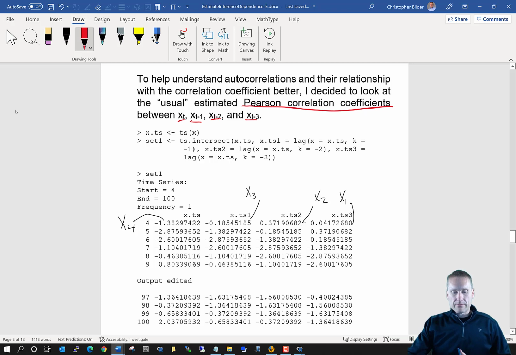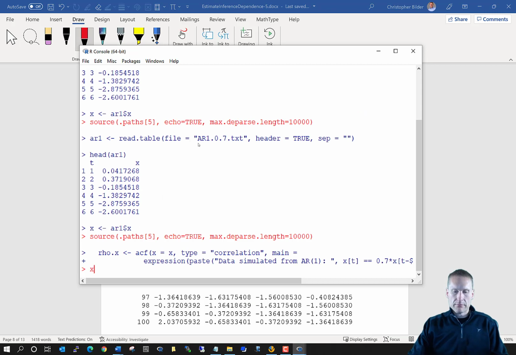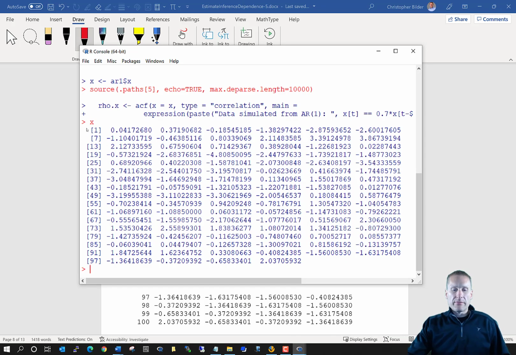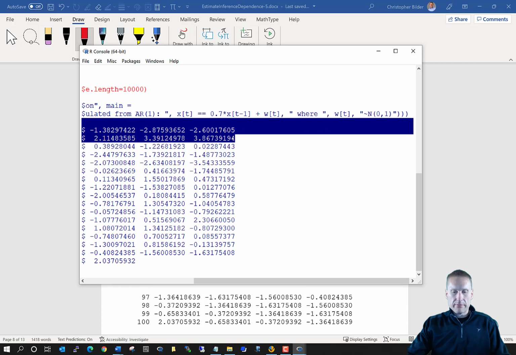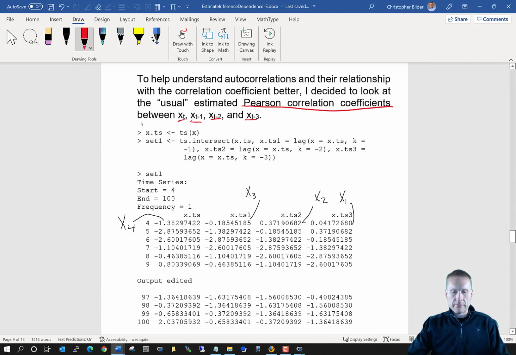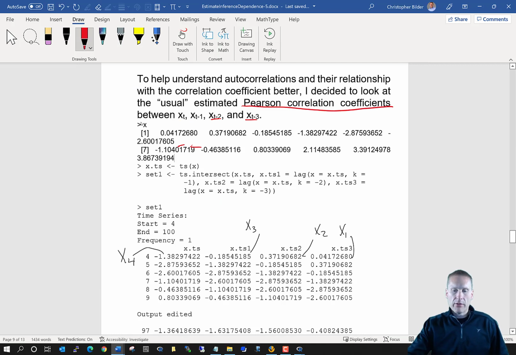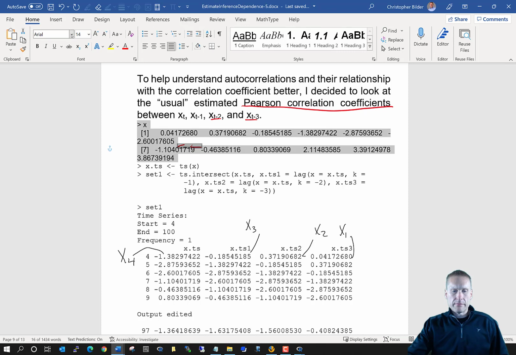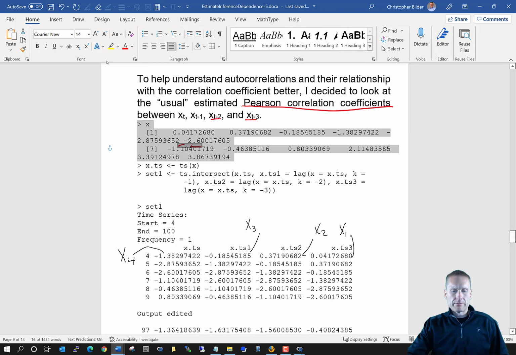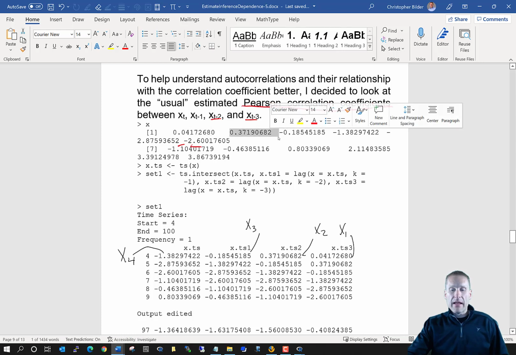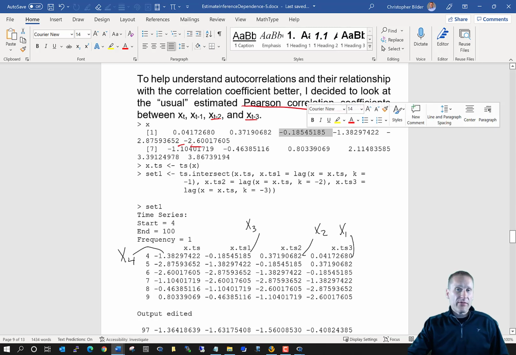So for example, let me actually come back over here. So here's my data again. Let me actually copy and paste some of this. Let me format this nicely. It's not going to be nice, but I think we'll get the point here. So x1 is 0.0417, x2 is 0.37, x3 is negative 0.185.